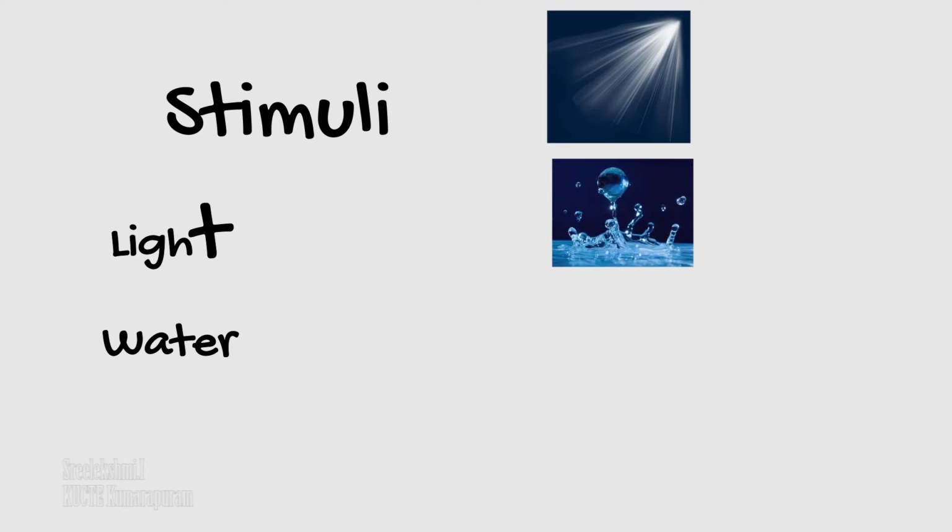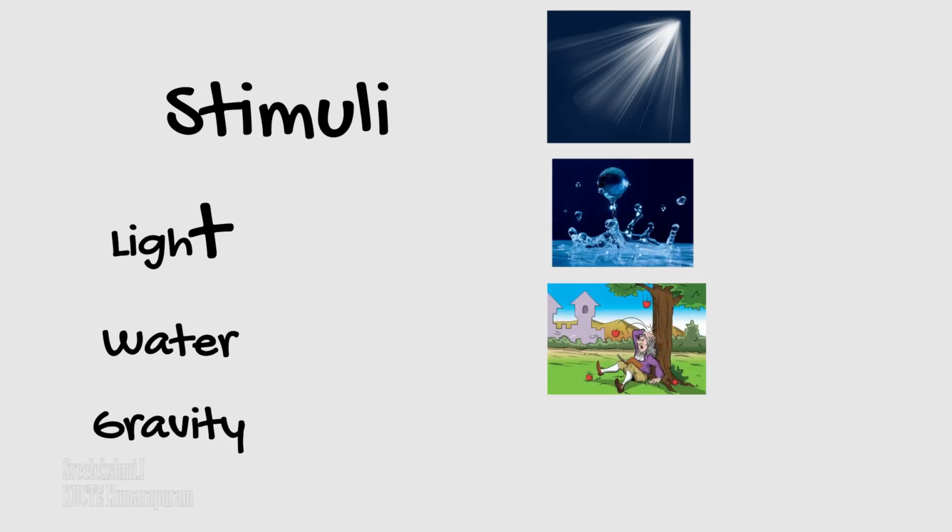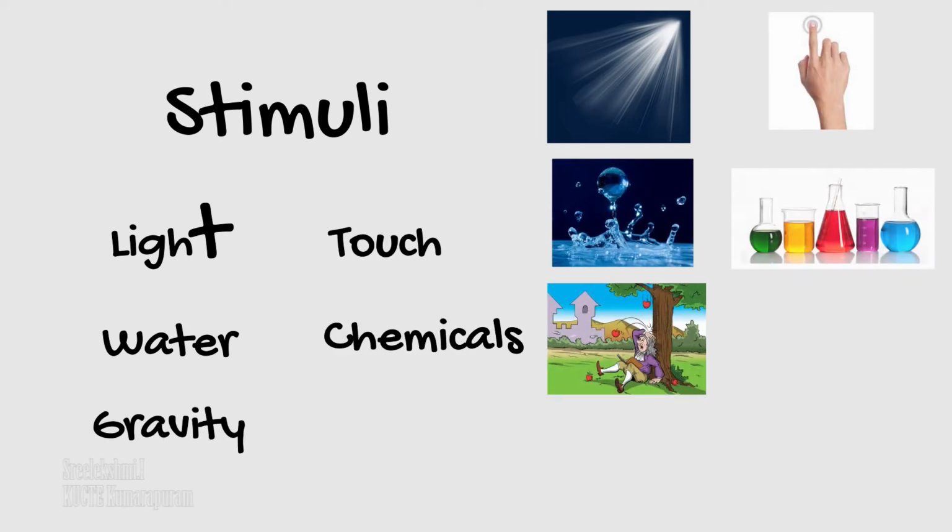The various stimuli which cause movement in plants are light, water, gravity, touch, and chemicals. There are mainly two types of movement shown by plants. First is the tropic movements and second is the nastic movements.